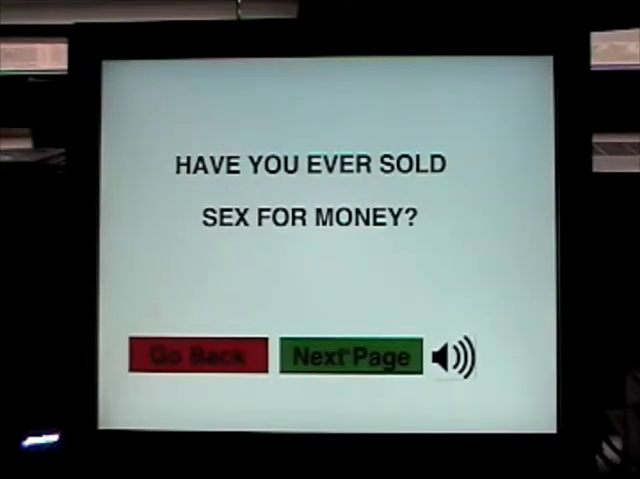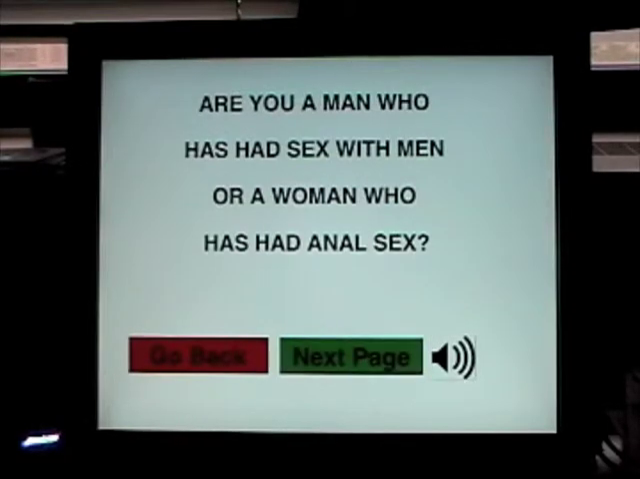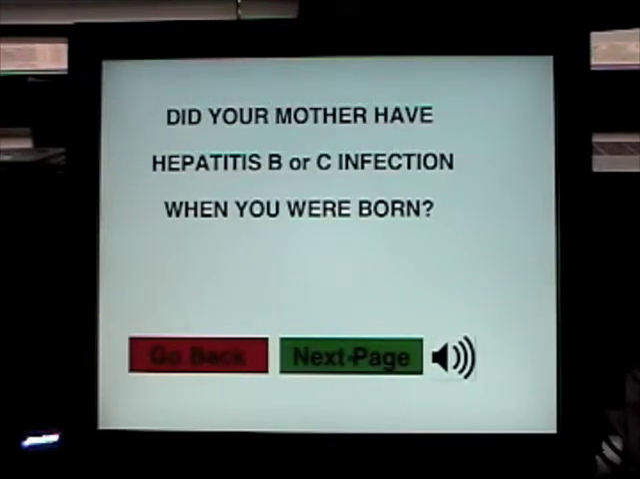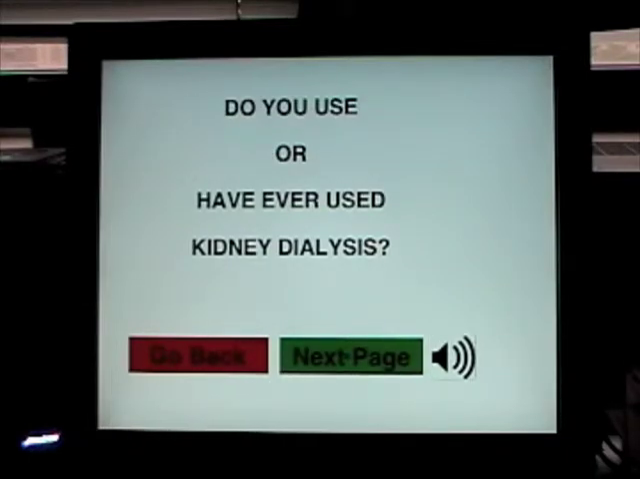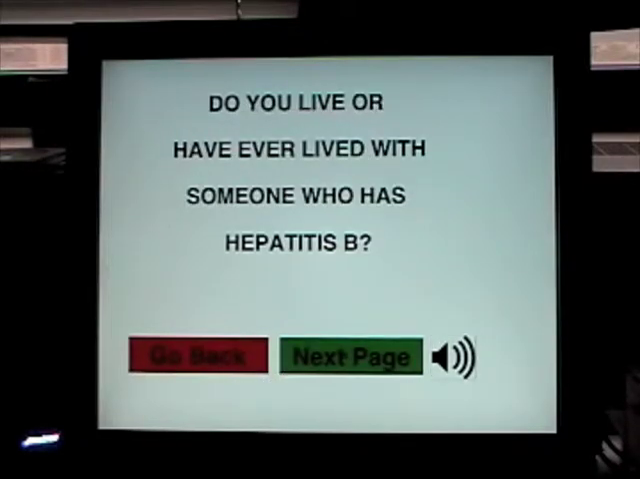Have you ever sold sex for money? As you can probably guess. Have you been treated for gonorrhea, syphilis, chlamydia, herpes, or any infection obtained by having sex? Are you a man who has had sex with men or a woman who has had anal sex? Did your mother have hepatitis B or C infection when you were born? Do you use or have ever used kidney dialysis? Have you ever tested positive for HIV or the AIDS virus? Do you live or have ever lived with someone who has hepatitis B?